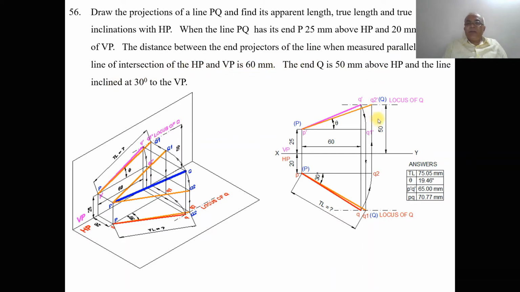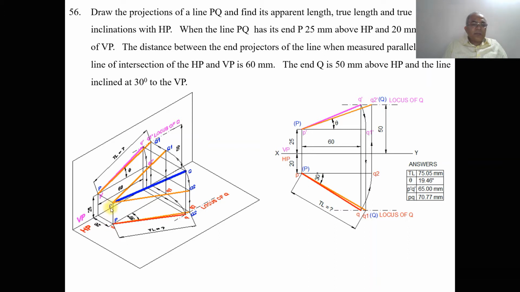The end Q is 50 mm above HP and the line is inclined at 30 degrees to the VP. So this is the problem given. First we are going to analyze it in 3D. The line PQ has its end P 25 mm above HP and 20 mm in front of VP. When you look from the front view, we can see the distance 25 mm above HP. In the image here you can see that distance, which is the end P, 25 mm above HP.